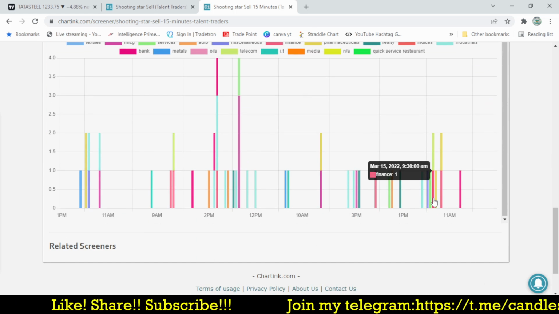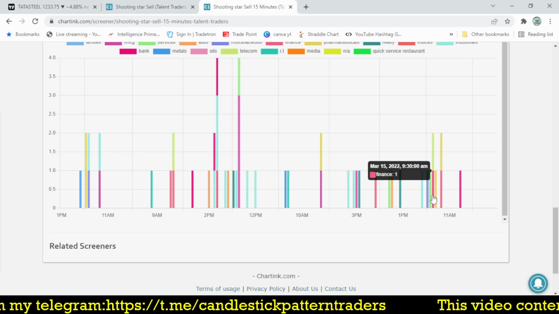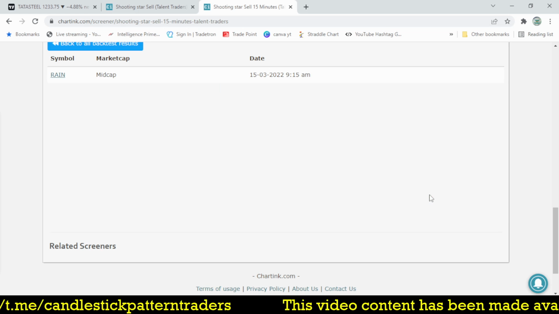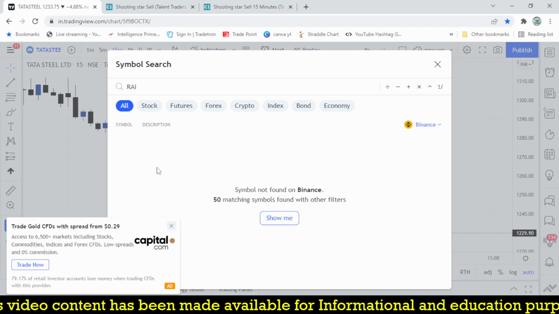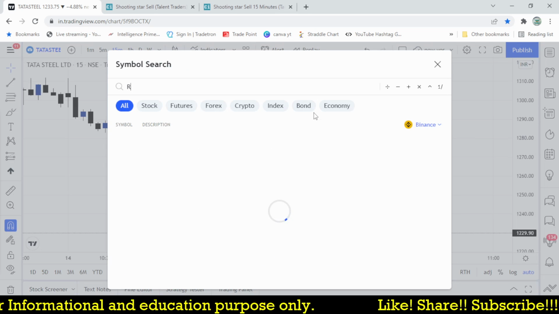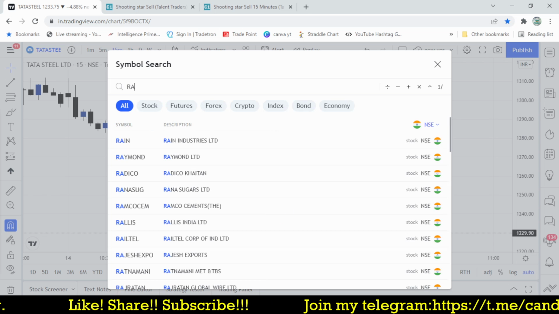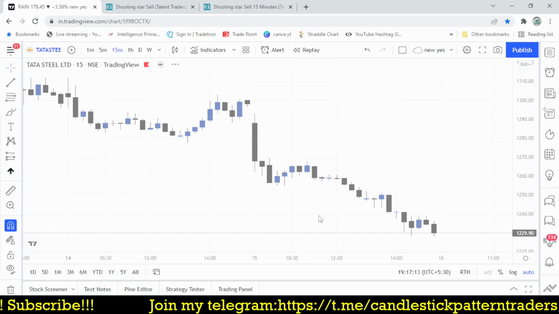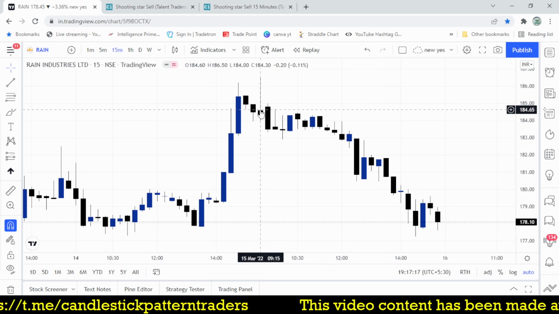Some stocks from today. How many stocks did we get at 9:30 from 9:15? This is out of 9:15: Rain Industries. Let me try it out. Rain Industries, whether it is forming such a great opportunity. We try it out, RAIN. Rain Industries. Can you see that? This is the exact candle we are going to find.